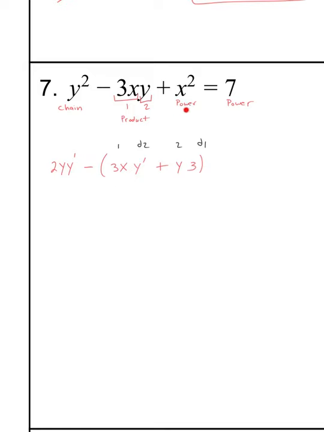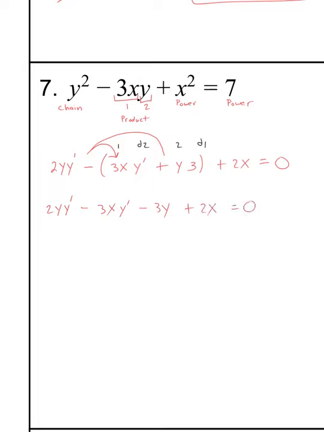Okay, the third term, it's an x term, so we just use the power rule. The derivative of x squared is 2x, and on the right side of our equation, another power rule. The derivative of 7 is 0. Okay, so we have 5 terms, and I'm just going to take a second and clean up this term and put that 3 first. I'm just going to rewrite everything. 2y prime. I'm going to distribute that negative to this term. That gives me negative 3xy prime. I distribute the negative to this term, and that gives me minus 3y, and then I bring down plus 2x, and it's equal to 0.